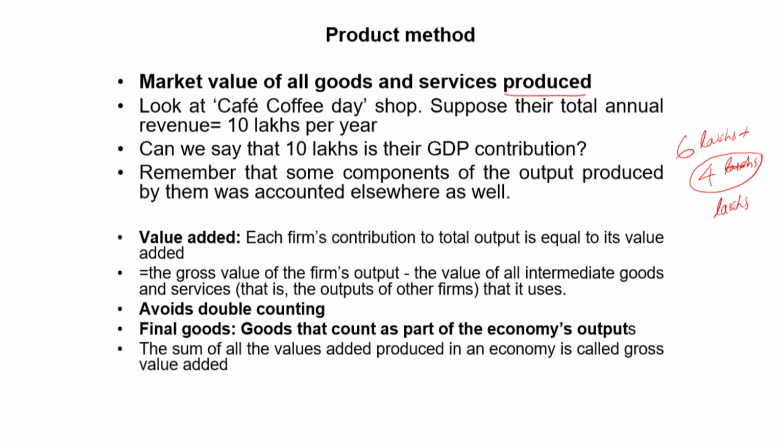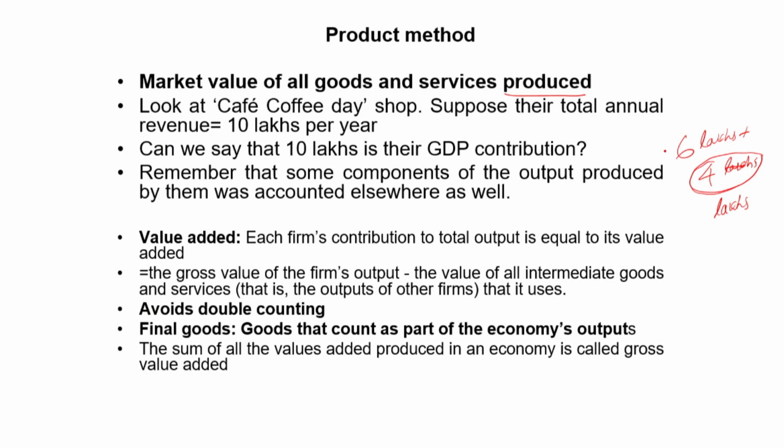So in this case, we can see that the value added by each firm in their production, each firm's contribution to total output, is equal to its value added. In this example, suppose the 10 lakh is the revenue of this shop, and 6 lakh is the inputs, and the 4 lakh is the effort of the labor employed by this firm and the profit generated by this firm. That is their value addition. So that is the GDP.